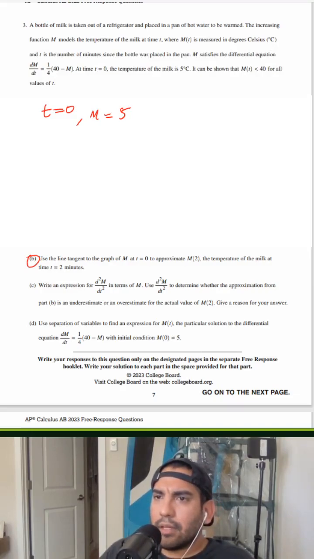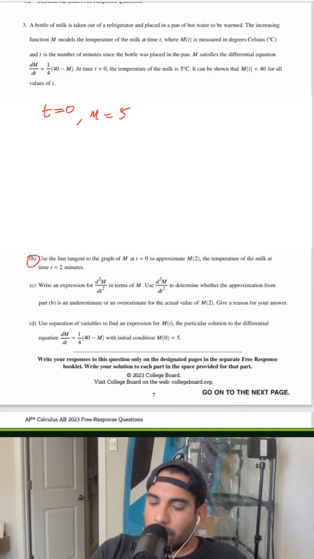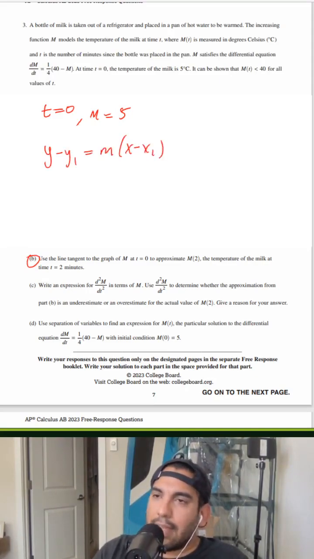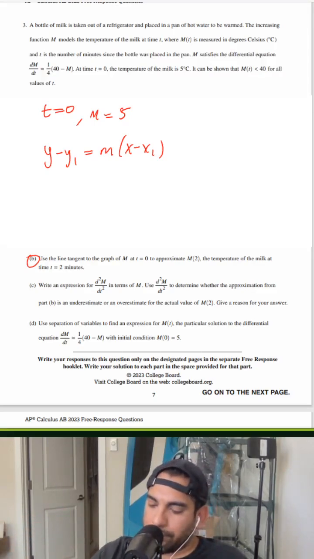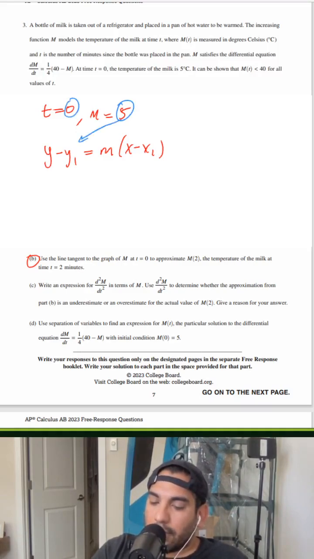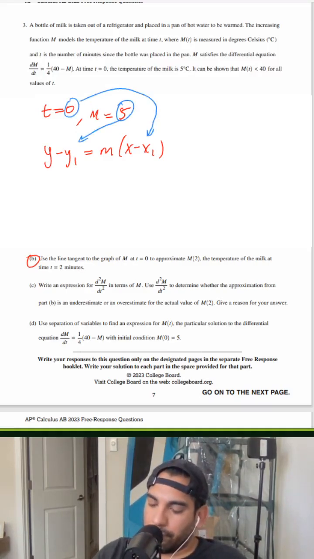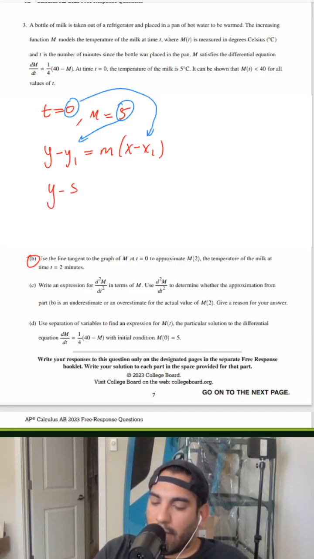Okay? So they want that equation. So what we need to do is we want y minus y1 is equal to m times x minus x1. Now, I'm assuming people might get confused with the m, but the m is the actual slope. Here, the 5 represents the y1, and the x1 represents the 0. So my equation will look like this so far: y minus 5 equals m times x minus 0.